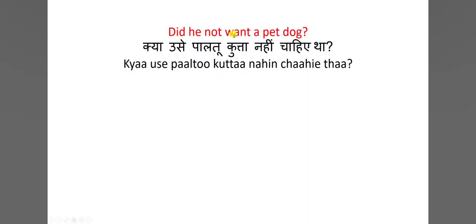Did he not want a pet dog? क्या उसे पालतू कुत्ता नहीं चाहिए था? उसे is he, पालतू is pet, कुत्ता is dog, नहीं is not, चाहिए is want, था is selected because dog is singular and masculine.